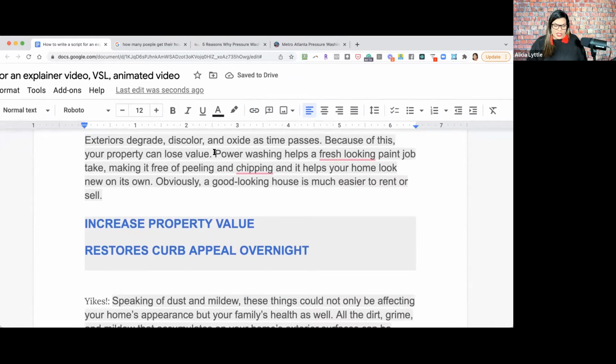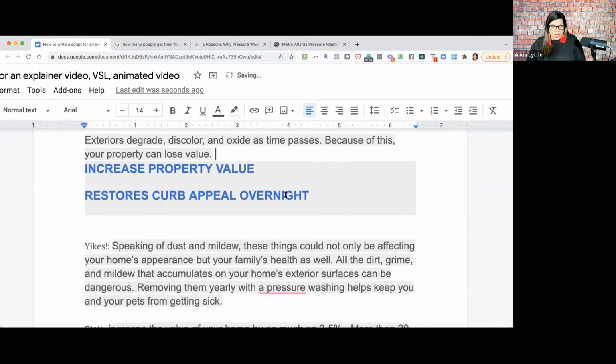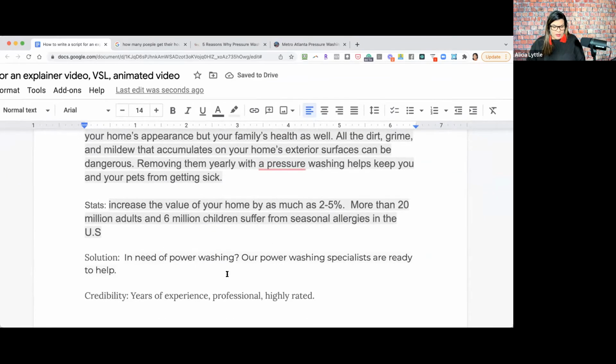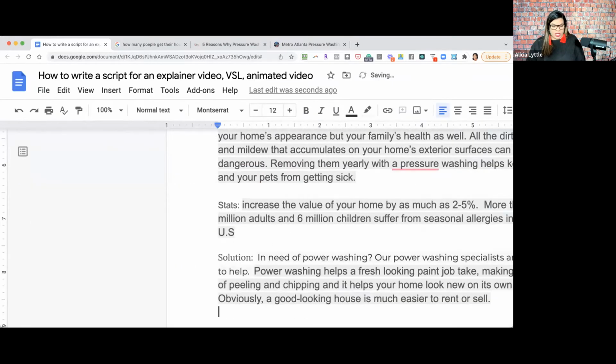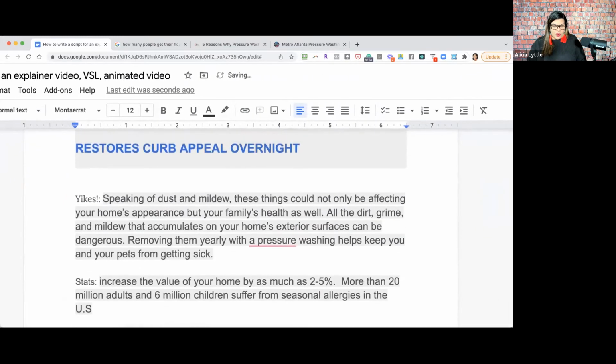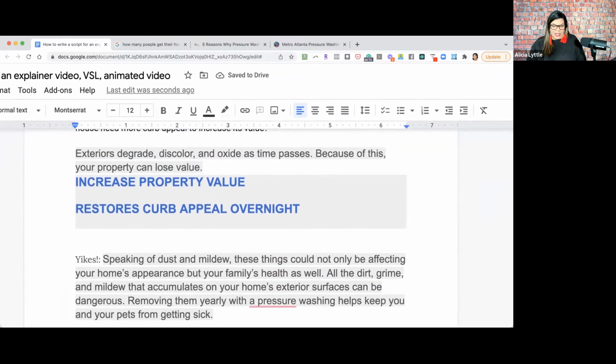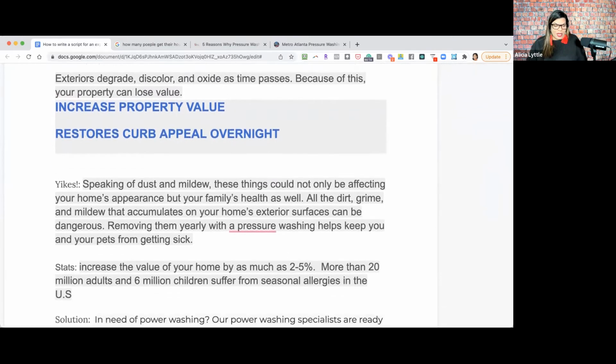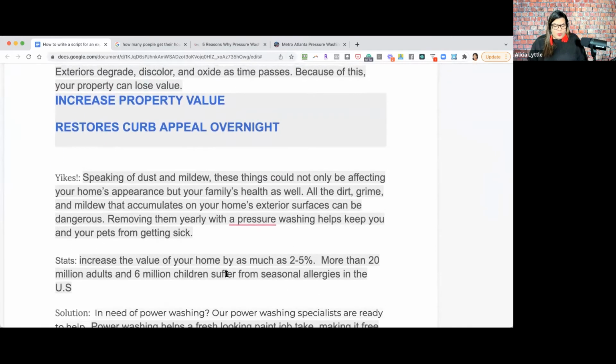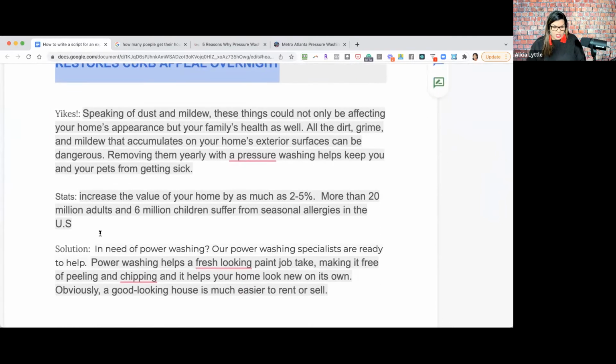So this is the solution. So let's see. I'm going to cut this from here and actually put this in my solutions section. All right. So now we're going to go on to the yikes, and I'll come back and delete my notes there in a minute. Because this is the solution as well. So I'll put these down here. Get rid of it from up there.